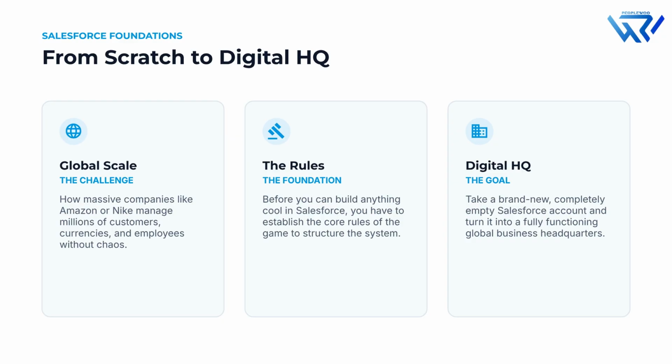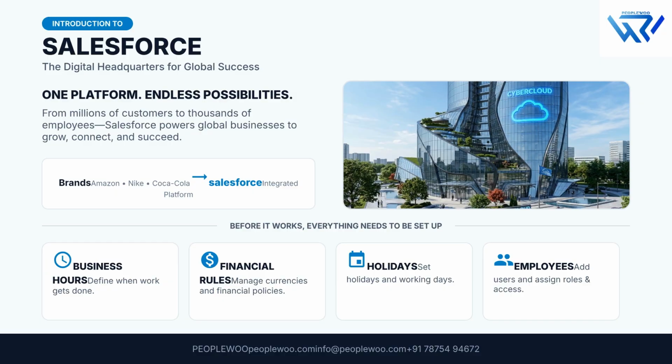Have you ever wondered how global companies like Amazon, Nike, or Coca-Cola manage millions of customers, process payments in different currencies, and support thousands of employees across the world without everything falling into chaos? The answer is Salesforce. But before you can build automations, create reports, or manage customer relationships, you first need to configure the foundation of your Salesforce organization.